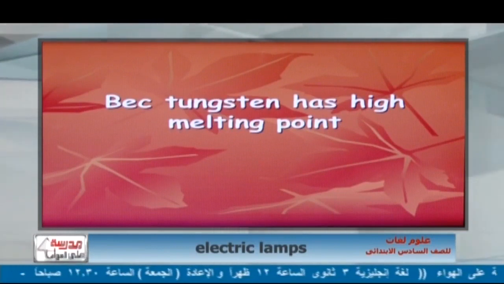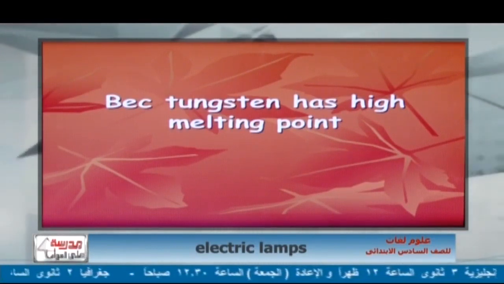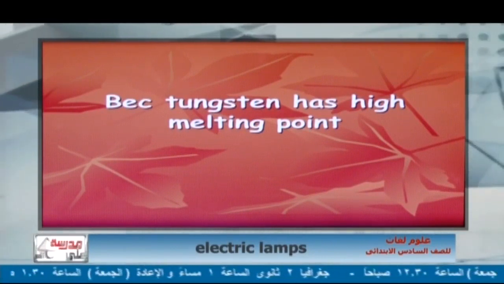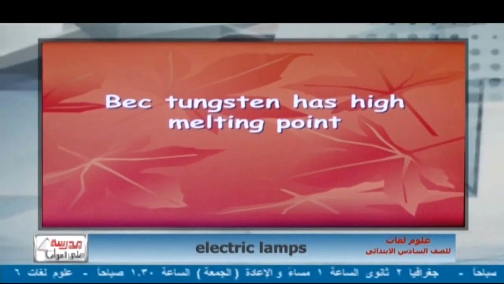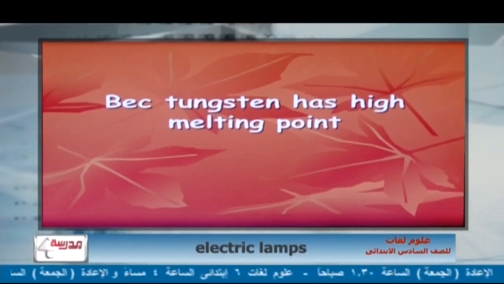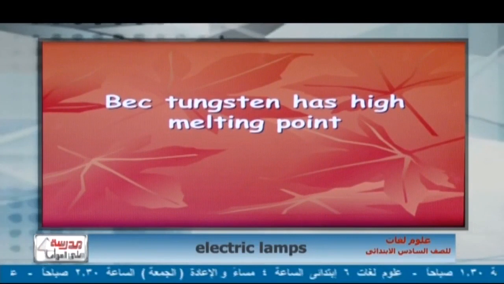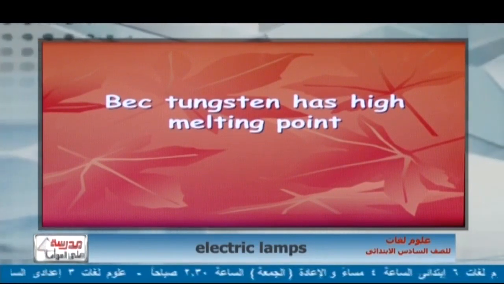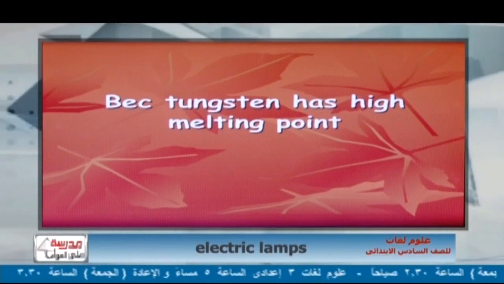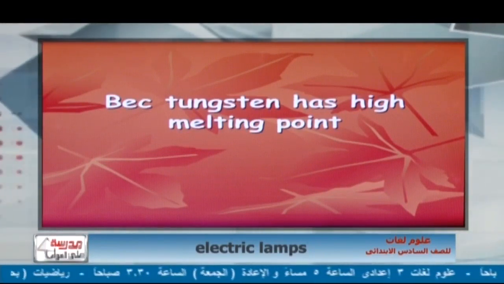Tungsten has a very high melting point compared to any other metal, such as iron, such as copper, such as silver, nickel and so on. So tungsten has the highest melting point of metal, so it can withstand a very high amount of heat and can't be cut, and this causes an increase in the lifetime of the lamp.